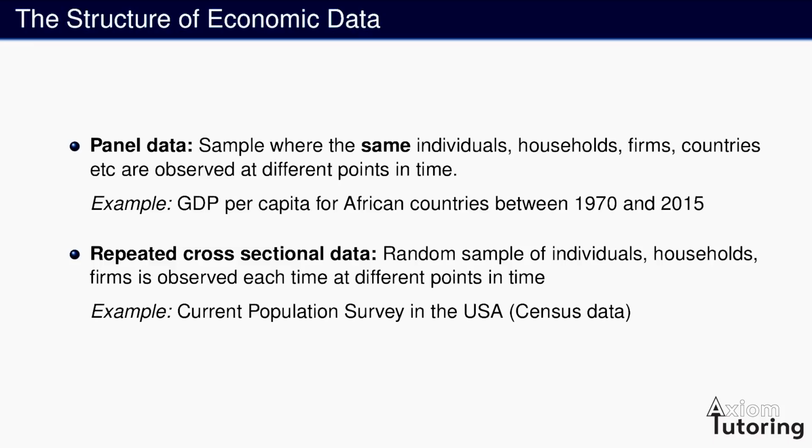gather this information. So with this, you now have a good idea of the different types of data sets you can come across. We have the cross-sectional data set, the time series data set, the panel data sets, and the repeated cross-sectional data sets. And in our next video, we'll explore the type of variables that you could find in those data sets.